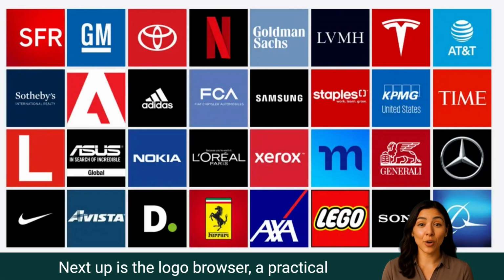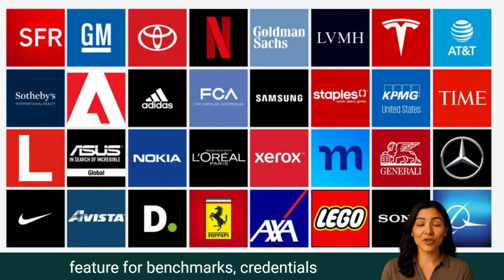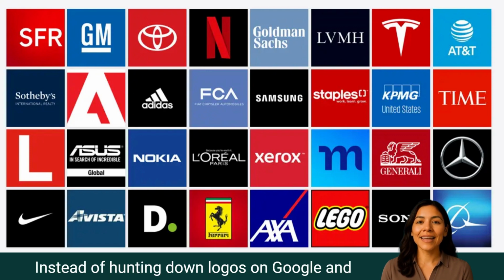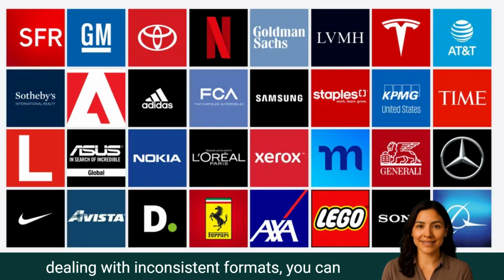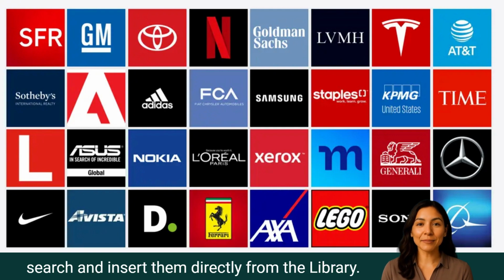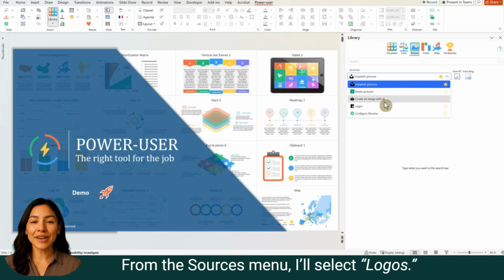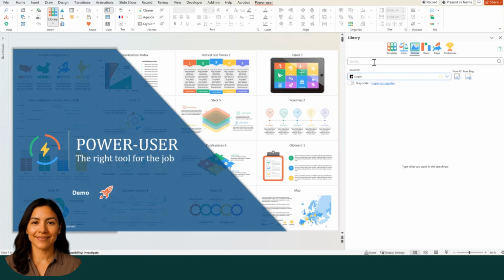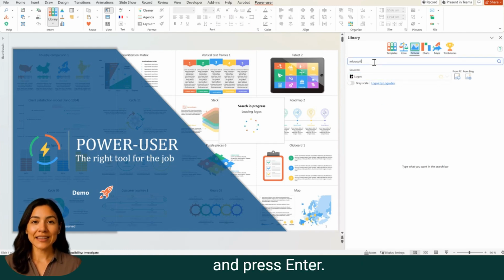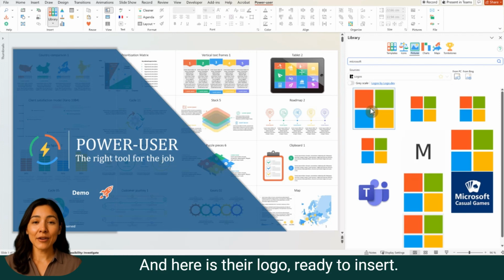Next up is the Logo Browser, a practical feature for benchmarks, credentials pages, or market landscapes. Instead of hunting down logos on Google and dealing with inconsistent formats, you can search and insert them directly from the library. From the Sources menu, I'll select Logos. I'll type Microsoft and press Enter. And here is their logo, ready to insert.